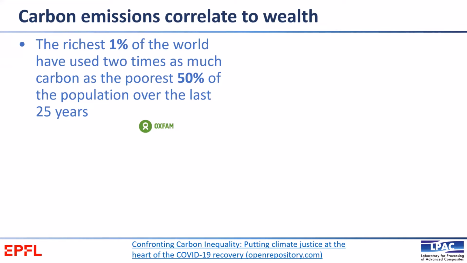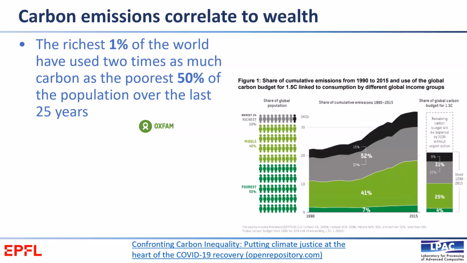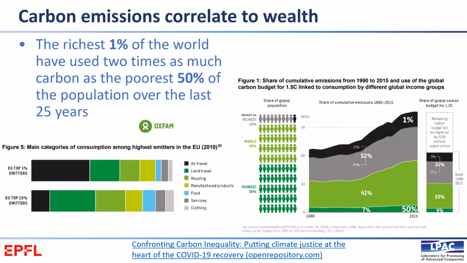Now you can start to correlate carbon emissions to wealth. So the richest 1% have used 2 times as much carbon as the poorest 50% of the population over the last 25 years. So here's the richest 1%, and then the poorest 50%. Okay, and you can look at where that goes. It's in air travel, land travel, housing, manufactured products. It's not in food and services and clothing. It's how we live and travel. So this 1% of us need to look at what we do with new eyes, I believe.